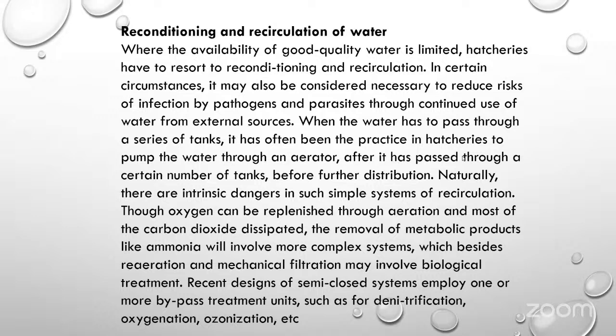Naturally, there are intrinsic dangers in such simple systems of recirculation. Though oxygen can be replenished through aeration and most of the carbon dioxide dissipated, the removal of metabolic products like ammonia will involve more complex systems, which, besides re-aeration and mechanical filtration, may involve biological treatment. Recent designs of semi-closed systems employ one or more bypass treatment units, such as for denitrification, oxygenation, ozonization, etc.